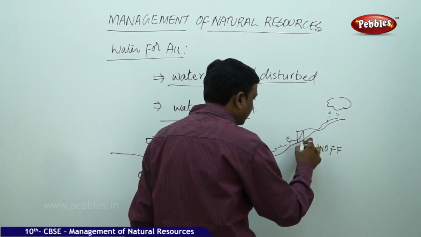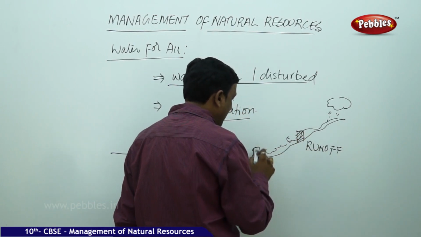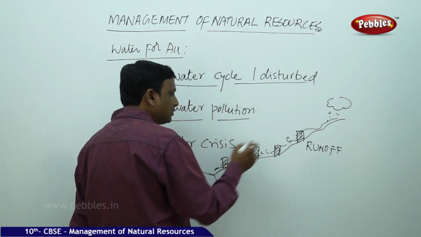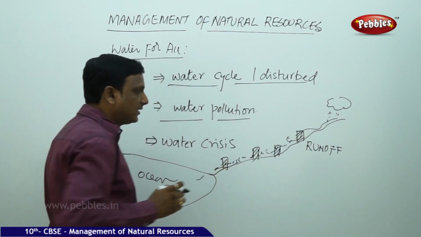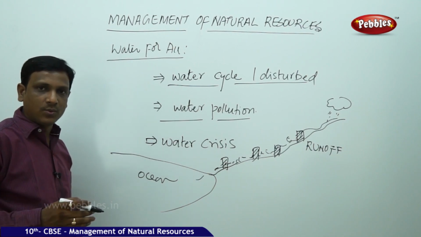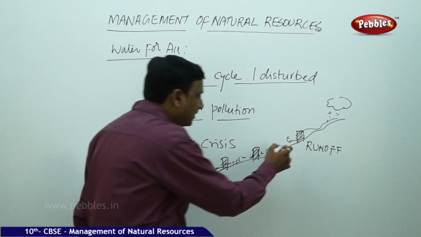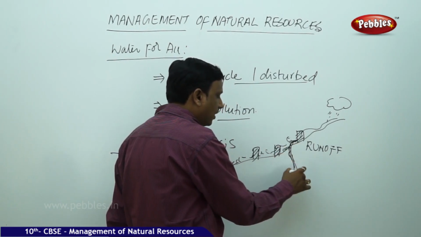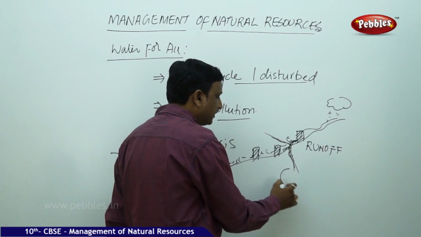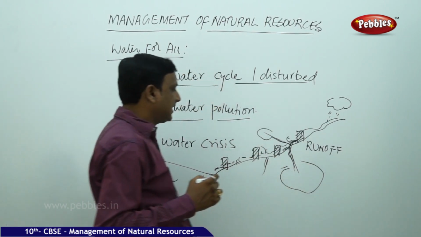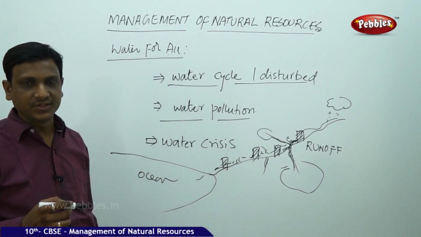So you can make certain constructions, dams or bunds or something in between. By that, at every stage you can stop the flow of water. You can preserve the water, you can store the water to some extent and you can slowly release the water when it is needed and supply the water. You can channelize the water to different areas, different crops. So by that, the water can be properly utilized by these constructions.